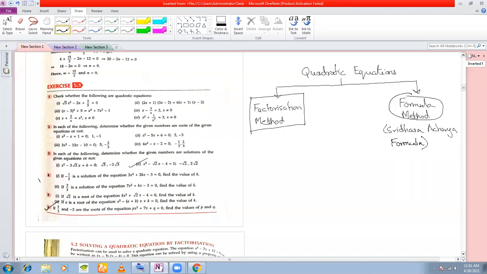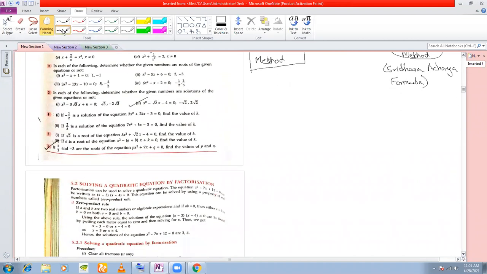For the factorization method we'll just be covering it very briefly, because most of the techniques I have already covered in class 9. Very briefly, I'll be touching upon the factorization method just for revision's sake, and I'll be moving on to the formula method as soon as possible. Now, just a brief review of quadratic equations.